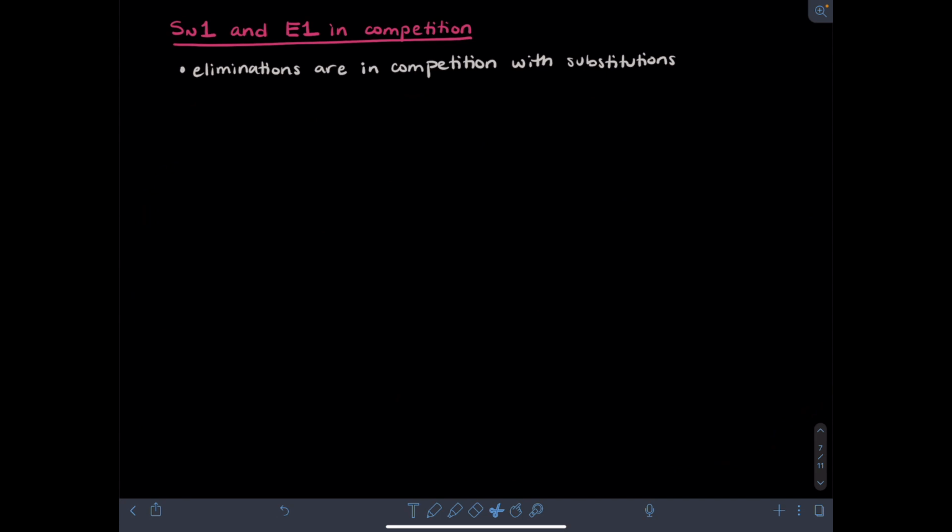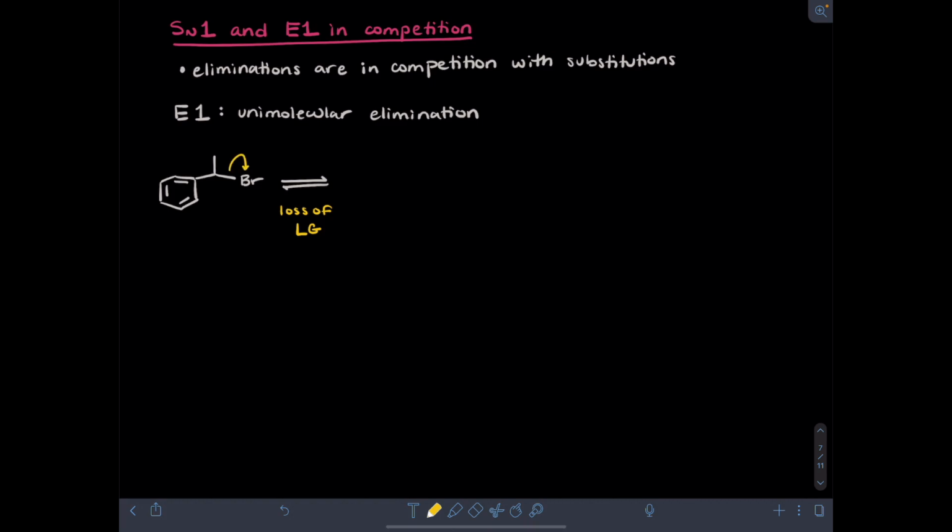SN1 reactions can lead to many byproducts, and typically substitutions and eliminations can be in competition with each other, especially in the case of SN1 and E1. E1 specifically refers to a unimolecular elimination reaction. Let's consider the same benzylic alkyl halide as before, and now I'll go through the E1 mechanism. The first step of this reaction would be the same as for SN1, the loss of leaving group. The loss of leaving group would generate a resonance-stabilized carbocation intermediate.